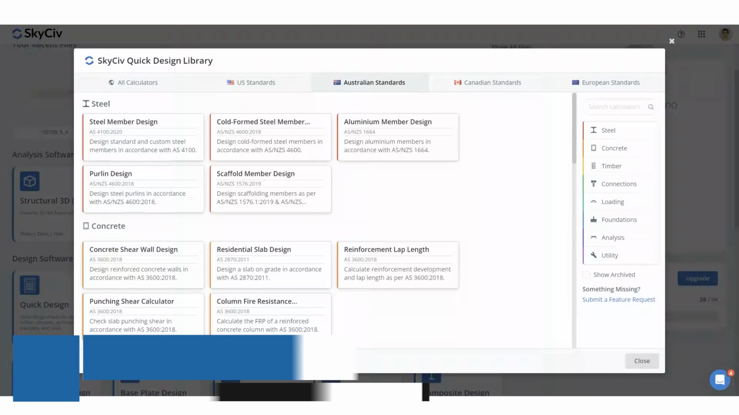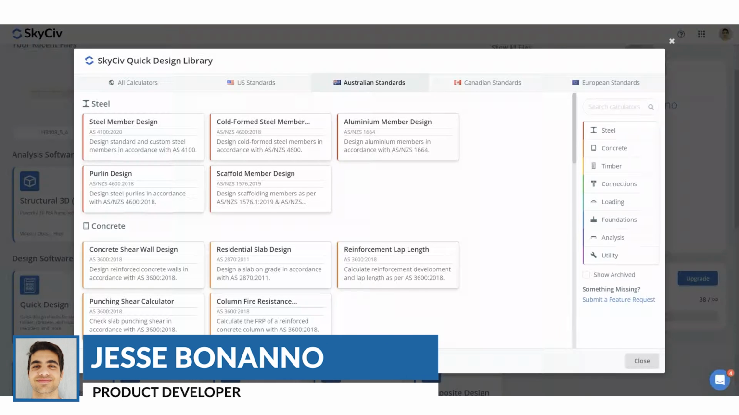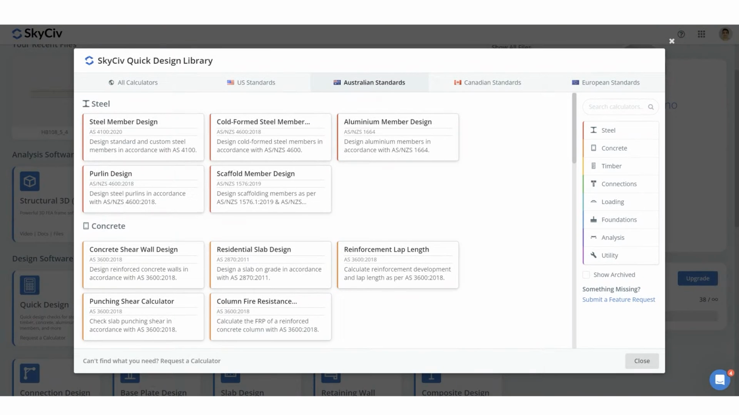Hi everyone, this is Jesse here from SkyCiv, and today we're going to be looking at another bearing capacity example. This example is going to be example 4-5 from the Bowles textbook, which takes a look at the effects of eccentricity on bearing capacity. For this design, we're going to be using the Hansen method.